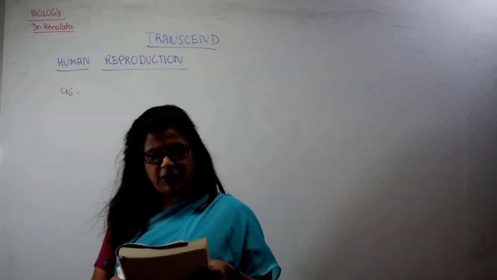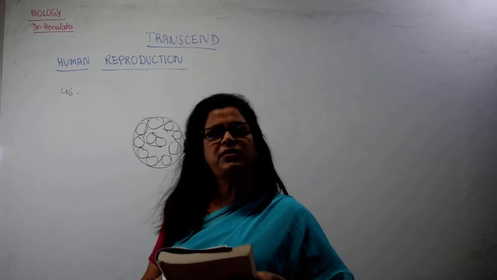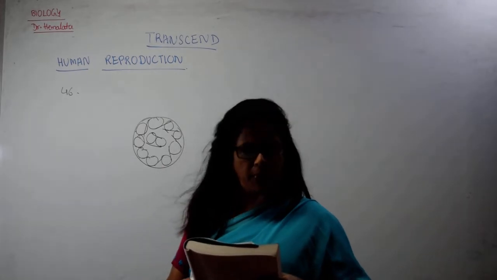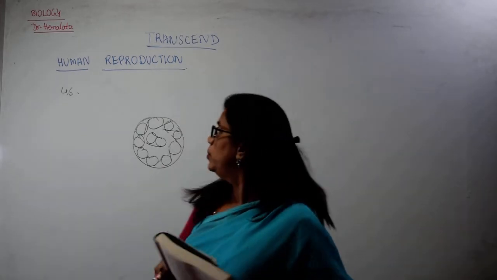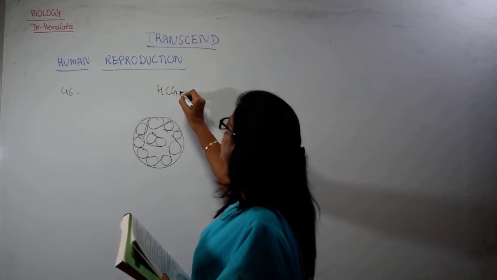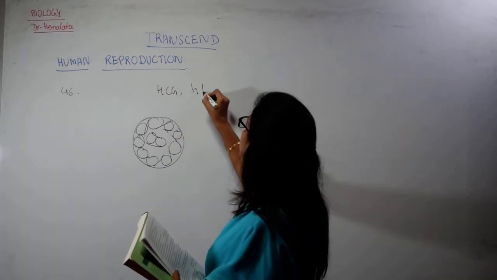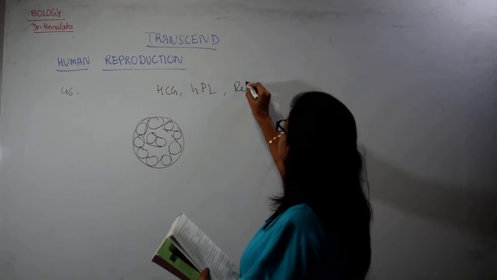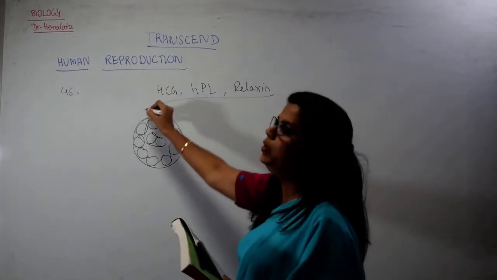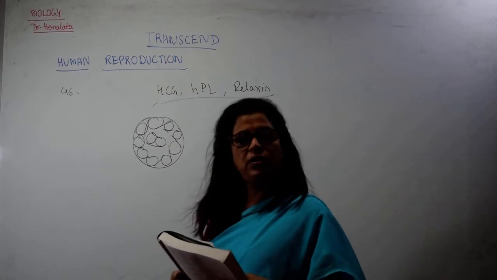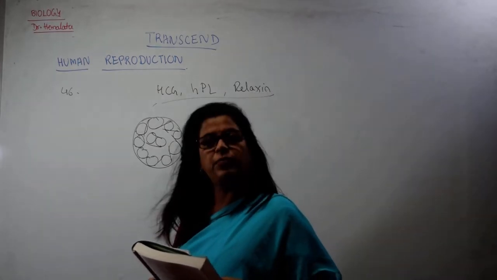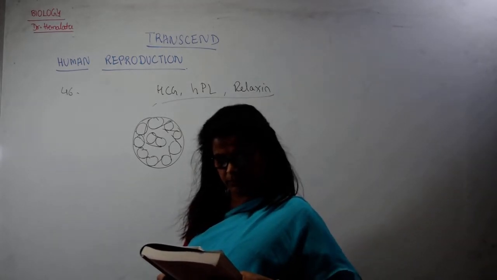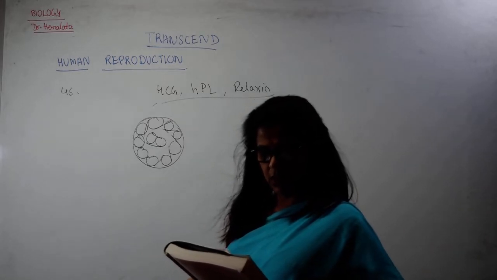Therefore, 50th question: HCG is human chorionic gonadotropin. HPL is human prolactin. Then relaxin. All are produced in the pregnant woman from the placenta. Therefore, it is only the female who is pregnant who can produce these hormones. Next. So among these options, B is right.